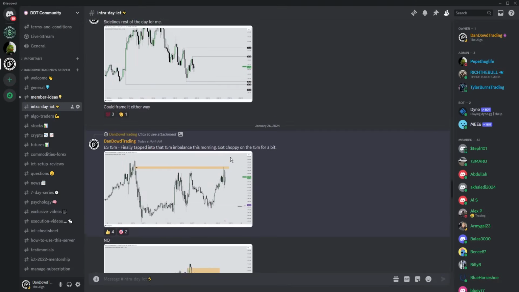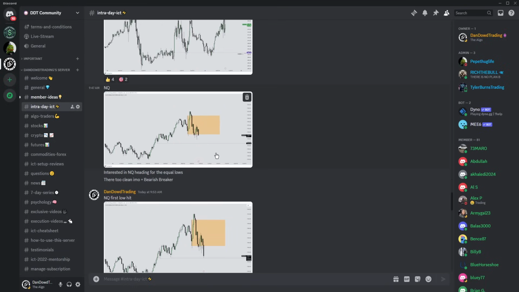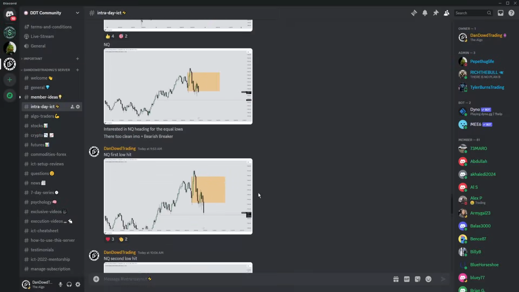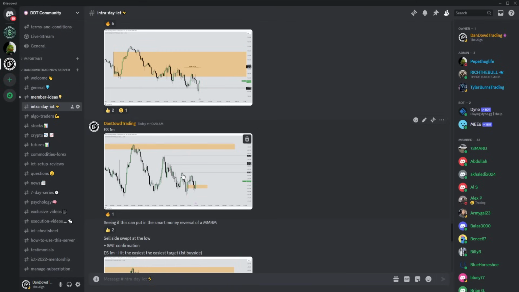If we skip to today, we did have some more nice setups. We had a bearish breaker at open. I said interested in NQ heading for these equal lows right here. Once it took out those equal lows, I didn't get an entry on that setup, but the exact setup that I talked about in this video, I did cover in my Discord beforehand.